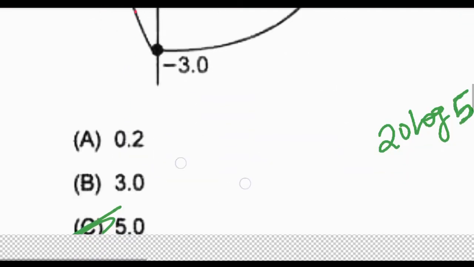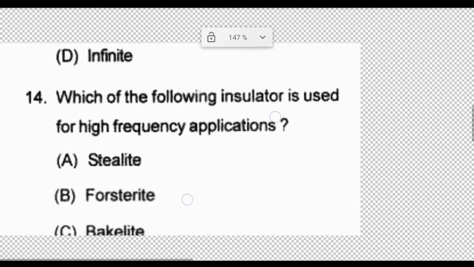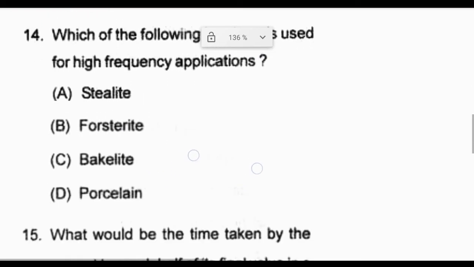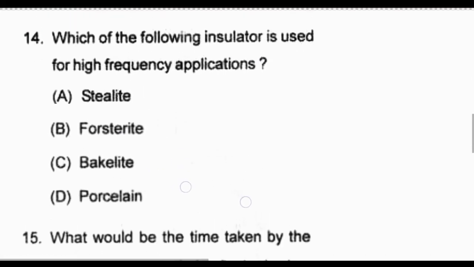Next question is, which of the following insulators is used for high frequency applications? Option A steelite, option B forsterite, option C bakelite, and option D is porcelain. So here this one is not steelite, this is steatite. So now we will see the high frequency application.